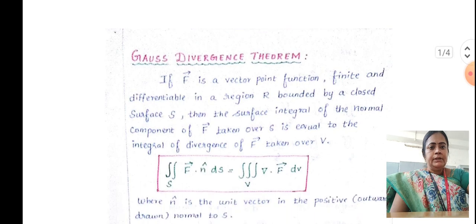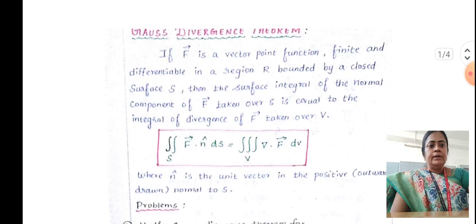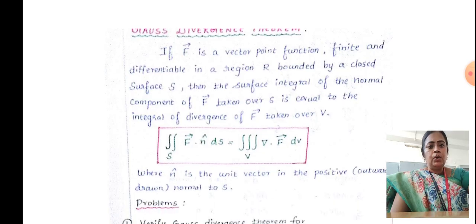That is, double integral over S f vector dot n cap ds is equal to triple integral over V del dot f vector into dV. Here double integral denotes the surface integral and triple integral denotes the volume integral. And n cap is the unit vector which is normal to the direction positive counterclockwise and which is drawn to the normal S.